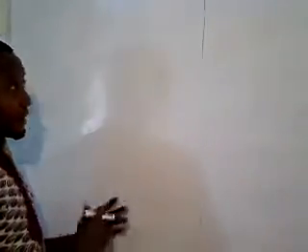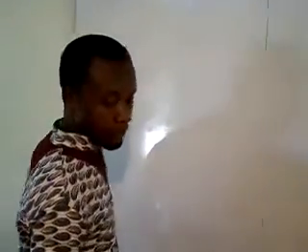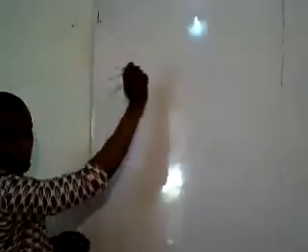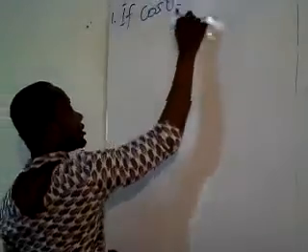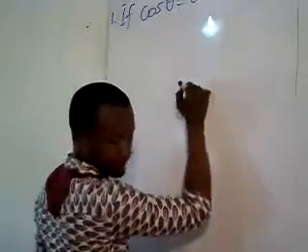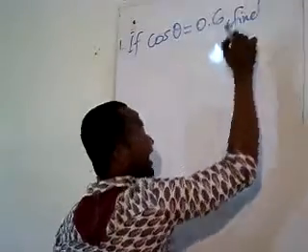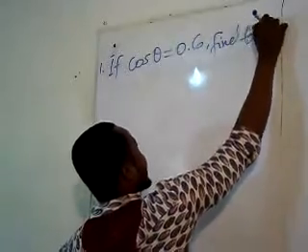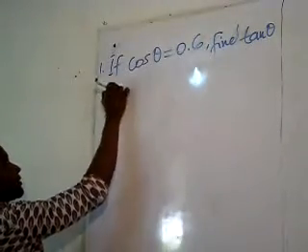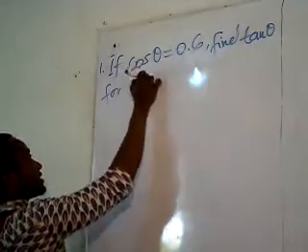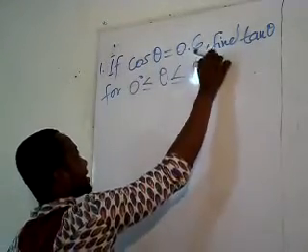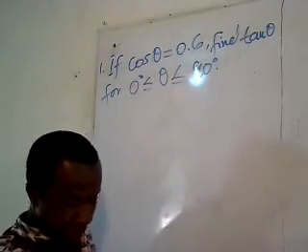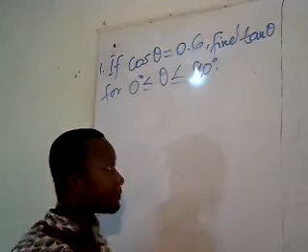So I will take a first example in this very lesson. This will be the first example. If cos theta equals 0.6, find tan theta for 0 degrees less or equal to theta less or equal to 90 degrees. So we have to find the value for tan theta from this first example.